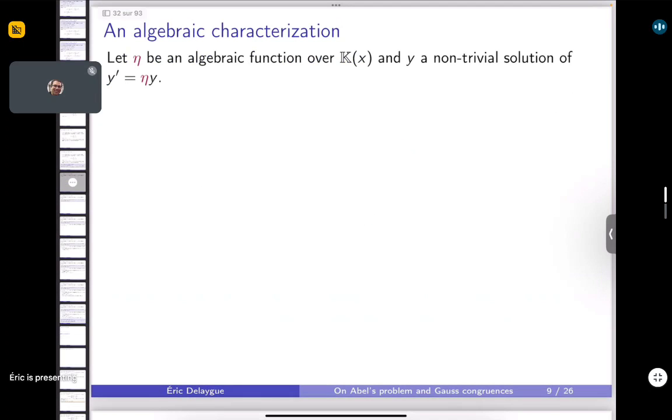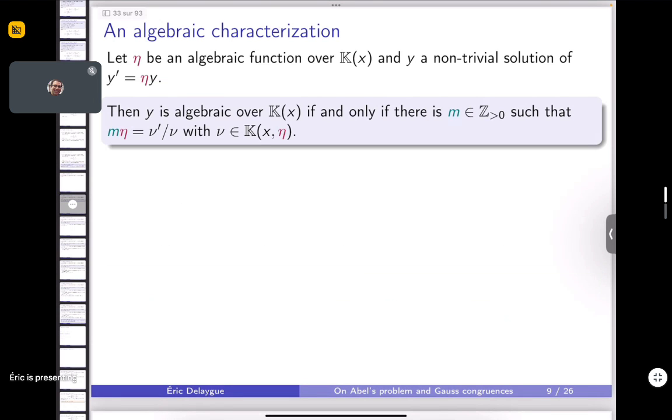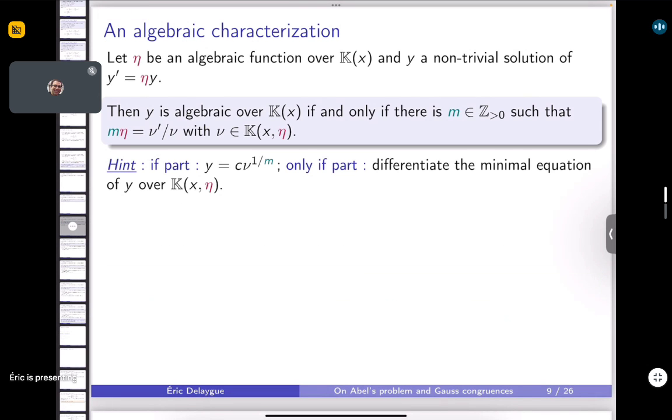So now let's go back to the general case where eta is algebraic, and we make an algebraic observation, and this is the following. You take eta to be an algebraic function over k(x), and y a non-trivial solution of this equation. Then y is algebraic over k(x) if and only if there is a positive integer m such that m times eta is the logarithmic derivative of an element of the field generated by eta over k(x). So this is an algebraic characterization, and to prove this, you have the following ideas.